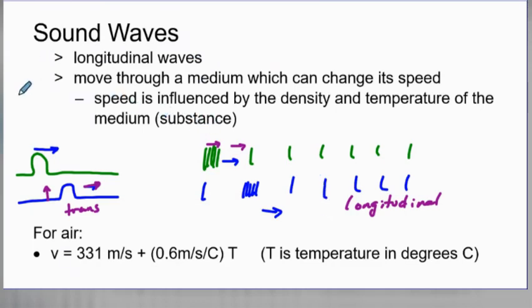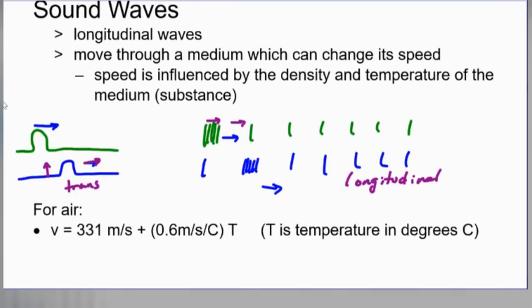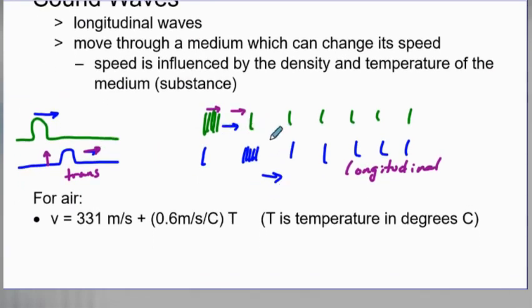The other thing we should know about sound waves is that they move through a medium, just like the slinky was here. Whether it moves through air or water or a piece of wood or a piece of steel, it moves through something, and the speed that it moves will change. That depends upon the density of the material and the temperature of the material. It moves faster when things are warm.